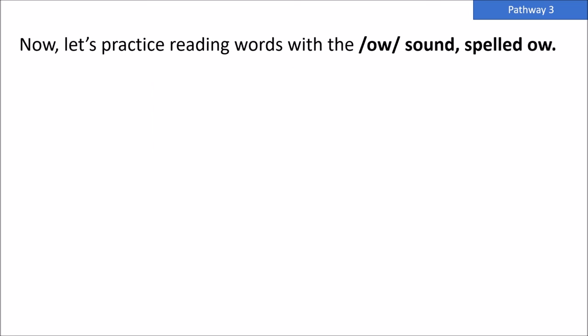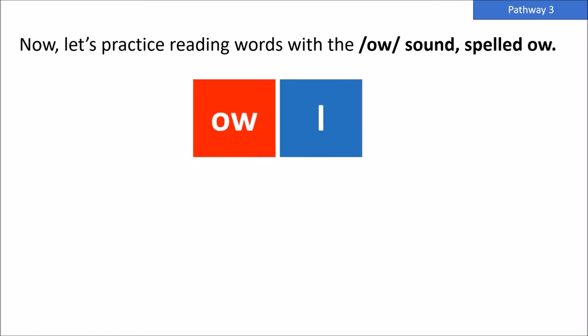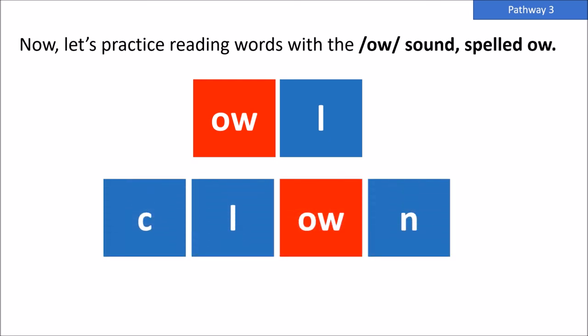Now, let's practice reading words with the ow sound spelled O-W. Try reading this first word. If you said owl, you are correct. Now try reading this next word. If you said clown, you are correct.